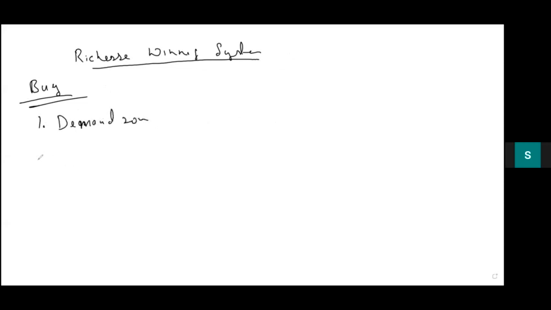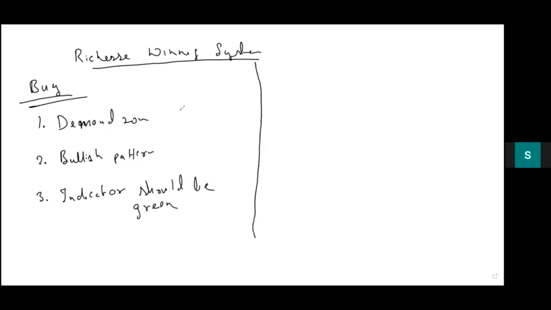Okay. Second, you might be getting any bullish pattern. And the third, the indicator should be green. Okay, these are three conditions which you have to follow for this buying side. Okay, now for the sell side.